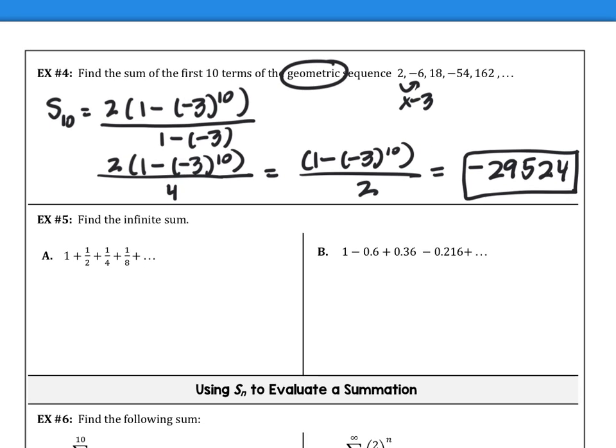On example 5, find the infinite sum. All right, so the infinite one, that's the other formula, the one on the bottom. So it's S for the infinite one, first term, which is 1, over 1 minus r. And in this case, what is r? We didn't find that out yet. Let's see. We are multiplying by 1/2 each time, right? So this would be 1/2. So this is 1 over 1/2, which is 1 times the reciprocal. So this is just 2.